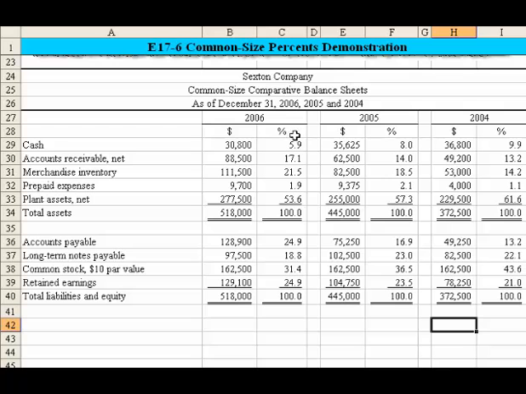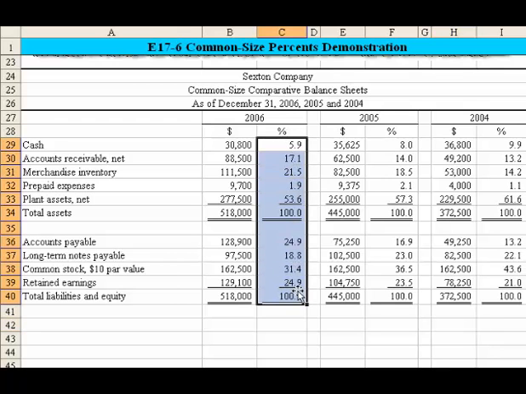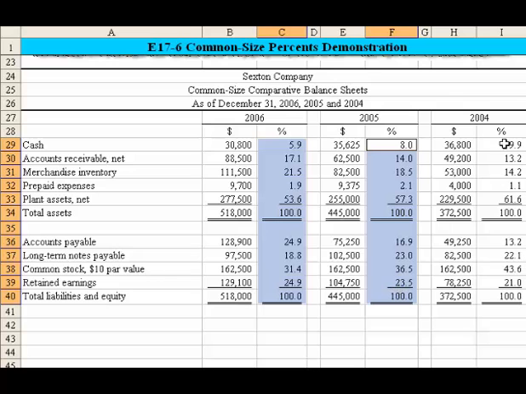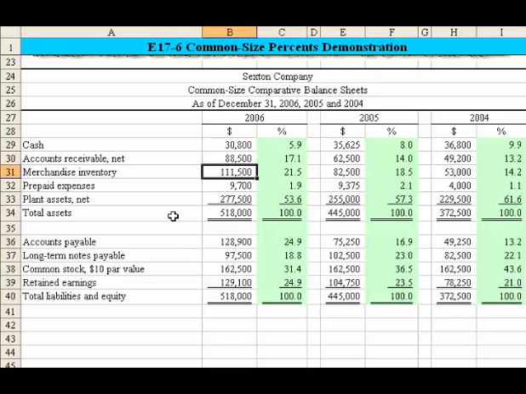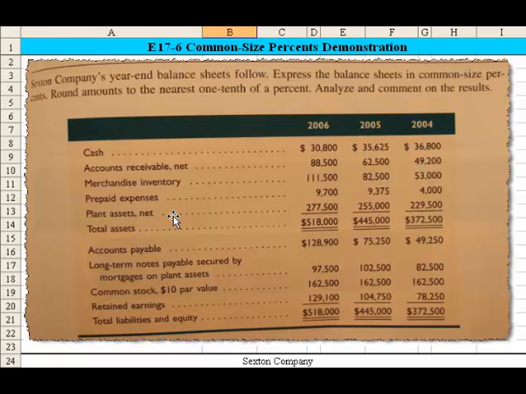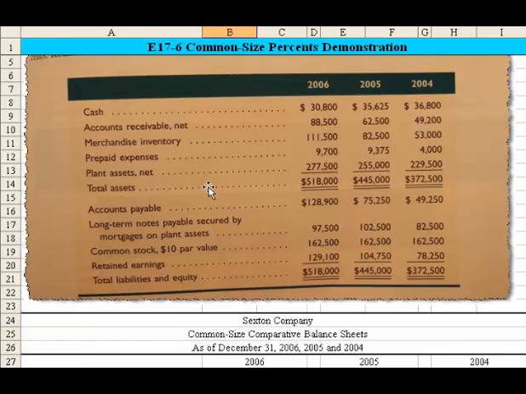And these columns here, all the percent columns, why don't I just highlight all the percent columns and put them in a separate, different shading, maybe something like that. Those green cells then are the answers to what's required in the first part of this problem. Okay, the second part says analyze and comment on the results.